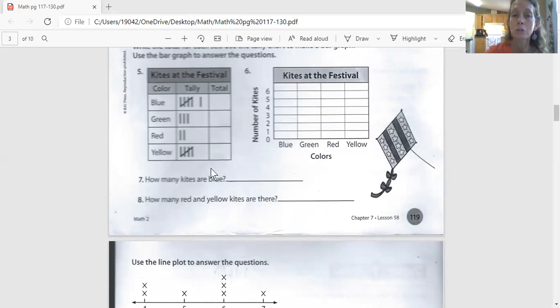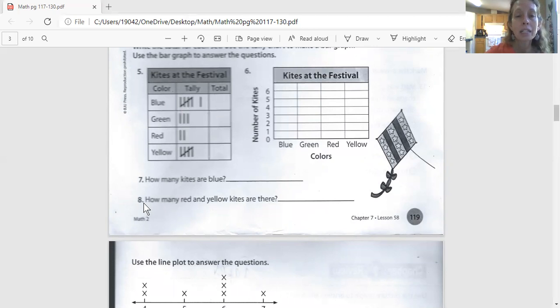It says, how many kites are blue? I look up here to my blue. I can look here and read this total, or I can look here and find out how many. I look at my total and I see 6. So my answer is 6 right here.